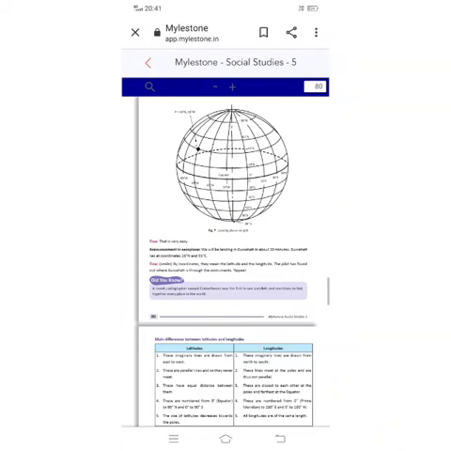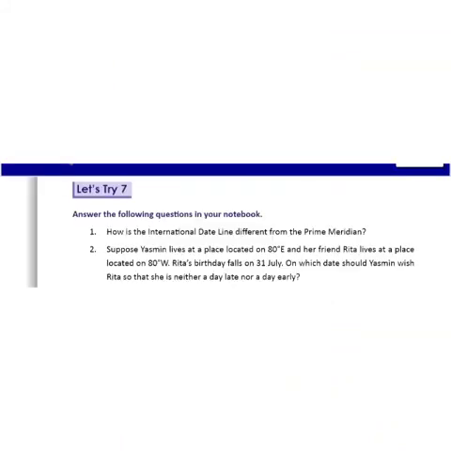So students, now let's try 7. So these are question answers. Write the question answers in your notebook. How is the international date line different from the prime meridian line? Okay students, so do let's try 7 in your notebook.